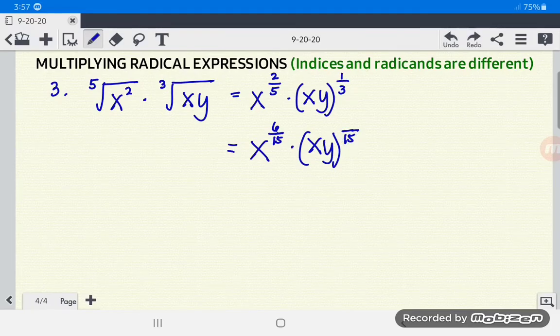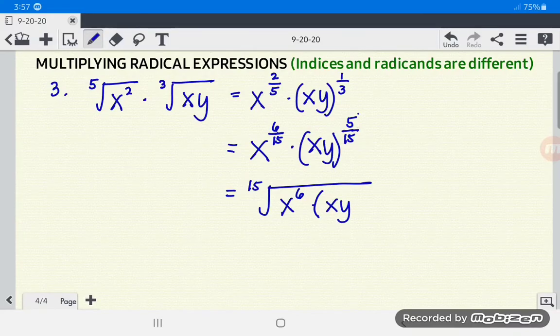Then, since they are now similar fractions with the same denominator, you're going to make it the index. So we have the 15th root of x raised to the 6th power times xy raised to the 5th power. Don't forget to enclose that in a parenthesis.